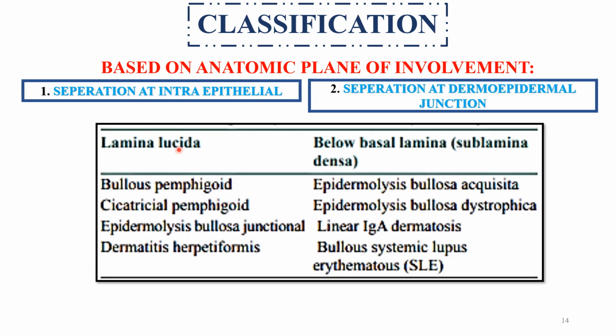We have discussed that the basement membrane is formed by different layers like lamina lucida and lamina densa. The lesions which affect the lamina lucida fall into this category, and lesions which affect the layer below the lamina lucida, that is lamina densa, fall into this category. I'll explain this classification in detail when we are discussing the pemphigus lesions.